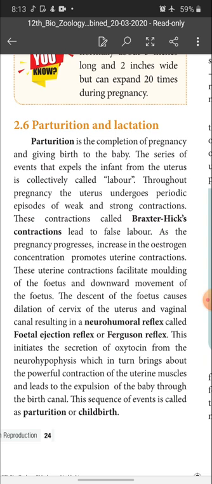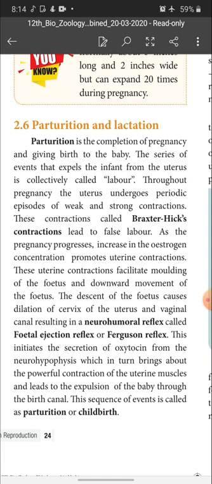And as the pregnancy progresses, the increase in the estrogen concentration promotes uterine contraction. This uterine contraction facilitates molding of the fetus and downward movement of the fetus. See, as the pregnancy progresses, the level of estrogen hormone will be increased, or the concentration of estrogen will be increased.